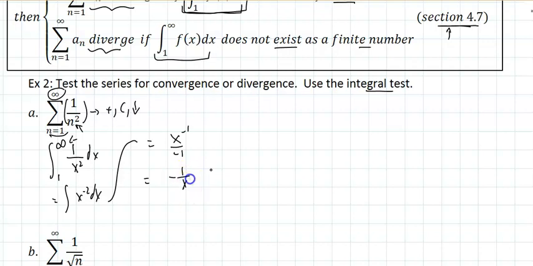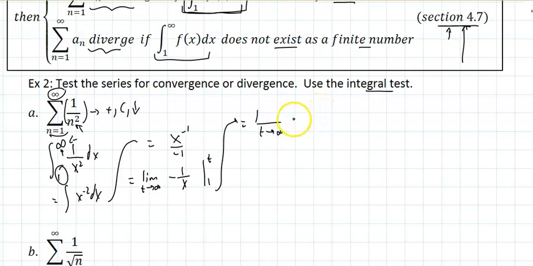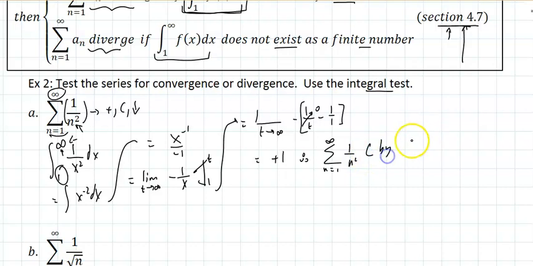That would be x to the negative 1 divided by negative 1. Basically, it is negative 1 over x evaluated from 1, and we use a variable t and let t approach infinity. That's section 4.7. You could review that if you wish. This will be the limit as t approaches infinity of negative 1 over t, minus negative 1 over 1. As t approaches infinity, that will be a 0. So this limit will be a positive 1, which is a finite number. We say, therefore, the series from n equals 1 to infinity of 1 over n squared converges by the integral test.